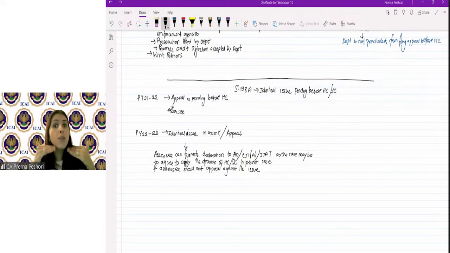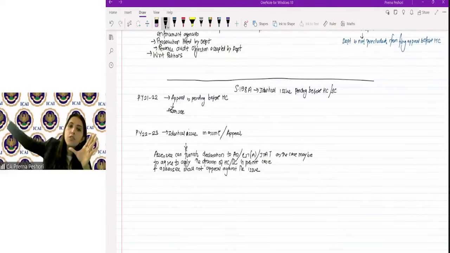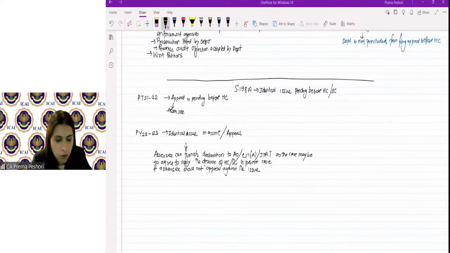So, the assessing officer will first examine the correctness of the claim of the assessee, that whether the issue of the previous year 21-22 is similar to 22-23, and then can admit the claim of the assessee in case it is satisfied that yes, the question of law is same in both the years. And then the assessing officer can just pass the order without waiting for the decision of the High Court or Supreme Court.